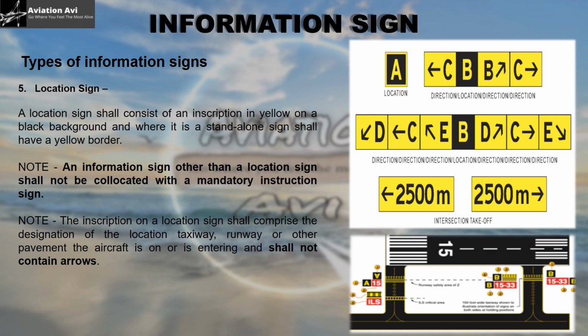its conspicuity. An information sign other than the location sign shall not be co-located with a mandatory instruction sign, as we already saw. In the mandatory instruction sign, which has a red background and white inscription, the only information sign which can be co-located with a mandatory instruction sign is the location sign. Note, the inscription on a location sign shall comprise the designation of the location of the taxiway, runway, or other pavement that the aircraft is on or is entering, and shall not contain any arrows.